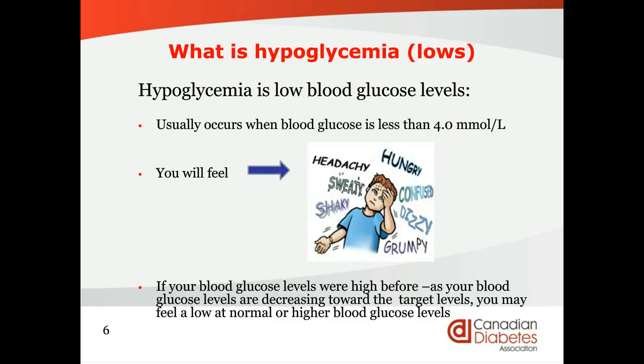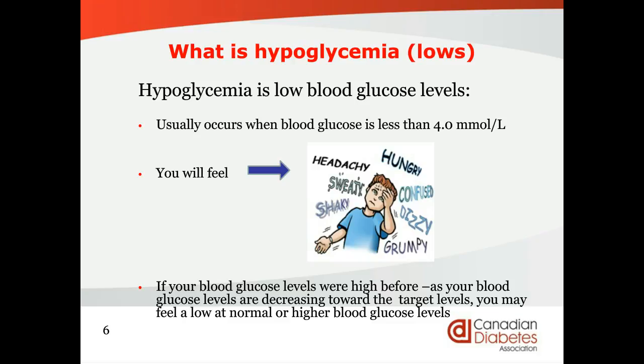So what is hypoglycemia and what happens? It usually occurs when blood glucose levels are less than 4 millimoles. You may feel headachy, sweaty and shaky. Sweaty and shaky are usually the first symptoms that people feel. They also feel very hungry. You may feel dizzy. And if left untreated, you'll get a little confused.